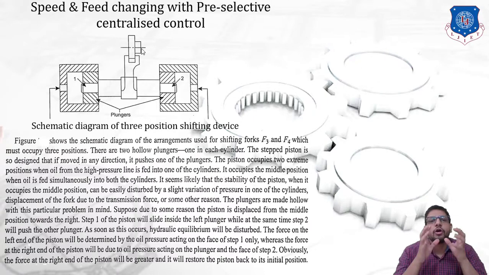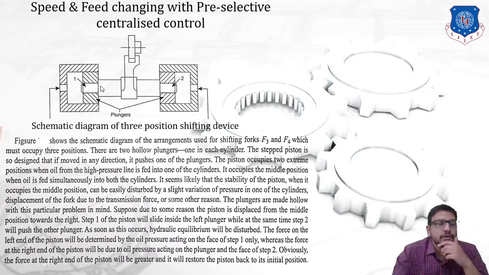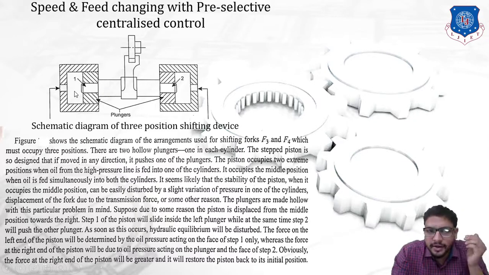Okay, the piston occupies two extreme positions when oil from a high pressure line is fed into one of the cylinders, and it occupies a middle position when oil is fed simultaneously in both the cylinders, which you can see shown by the arrow. Now, it seems likely that the stability of the piston when it occupies a middle position can be easily disturbed when a slight variation in one of the cylinders takes place due to a change in pressure. Okay. Now, whenever a hydraulic equilibrium is displaced, for example, let's take an example that on the left side of the cylinder there is an increment in pressure.